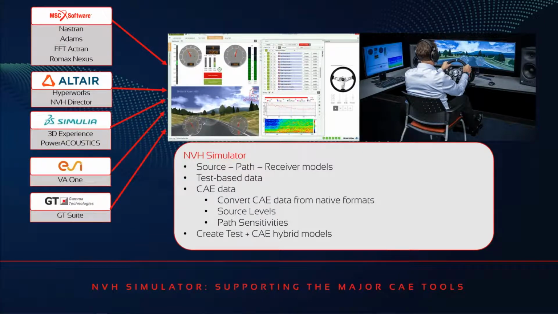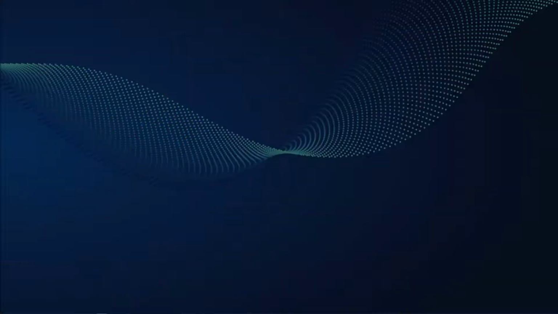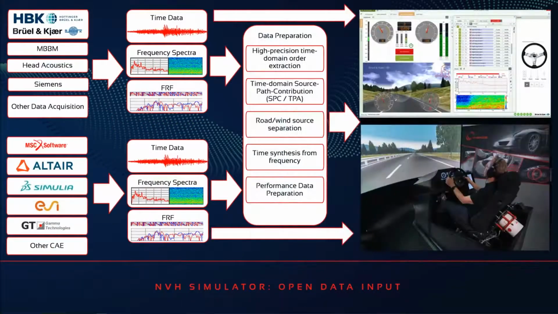CAE results and data are vital components of NVH virtual prototypes. We have worked together with several CAE suppliers to make it easy to bring CAE results into the NVH simulator and use these in virtual NVH prototypes. In fact, the NVH simulator is capable of easily accepting data from many different sources and in many different formats. Time data, frequency spectra, frequency response functions, and other data are easily utilized in the NVH simulator.